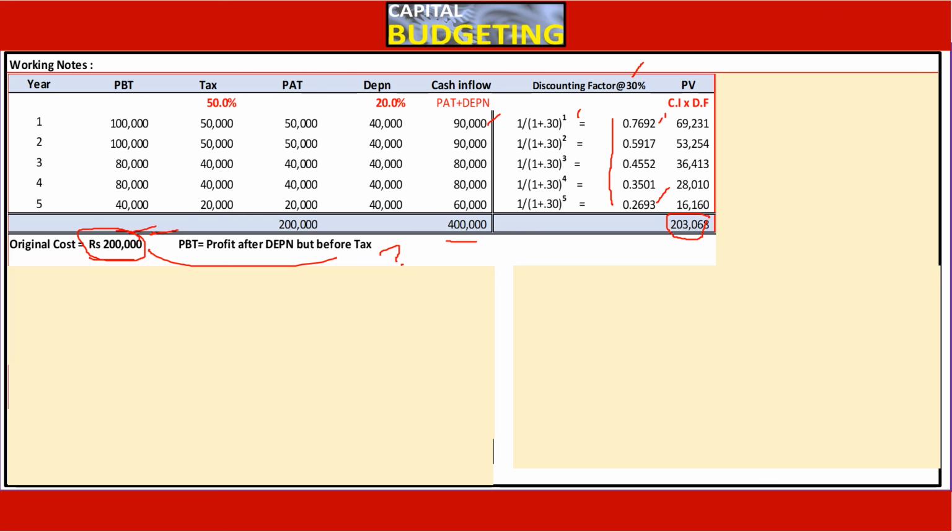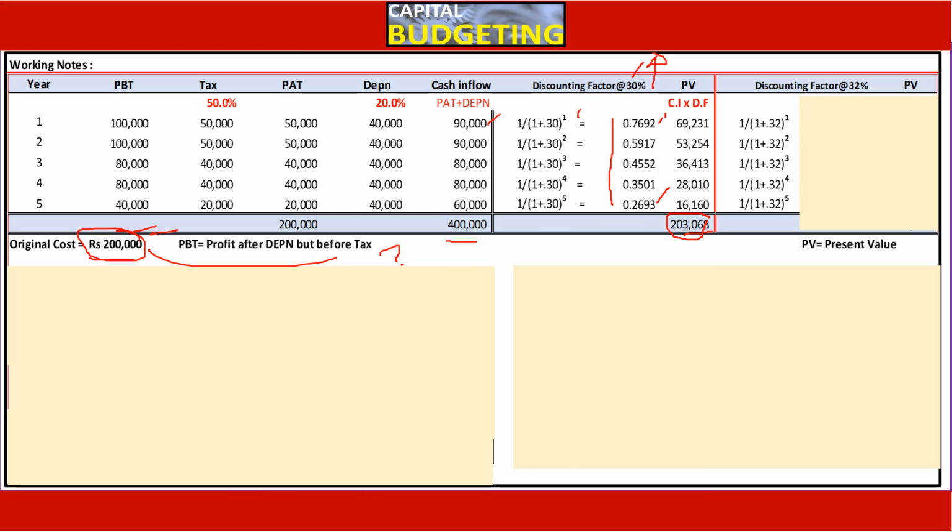How does the value come down? Your present value comes down as the rate of interest goes up. My target is to bring it down from 2,03,000 to 2 lakhs. I take one more rate which is higher than 30. In our example, we take 32. 1 divided by 1.32 to the power of 1, 2, 3. We are taking 32%. The factor comes like this.